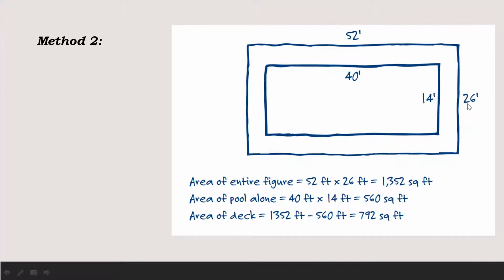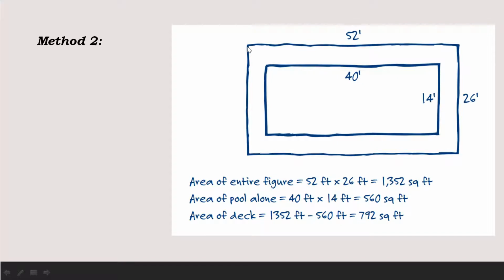So now you have a rectangle within another rectangle. And the deck is this section only, this border section over here. So to find the area of this deck, you will find the area of the big rectangle, and you'll subtract the small rectangle out of it. So it will be the area of the big rectangle minus the area of the small rectangle.